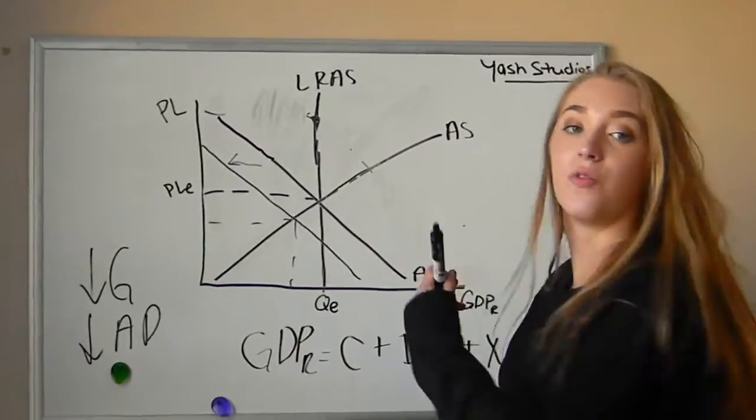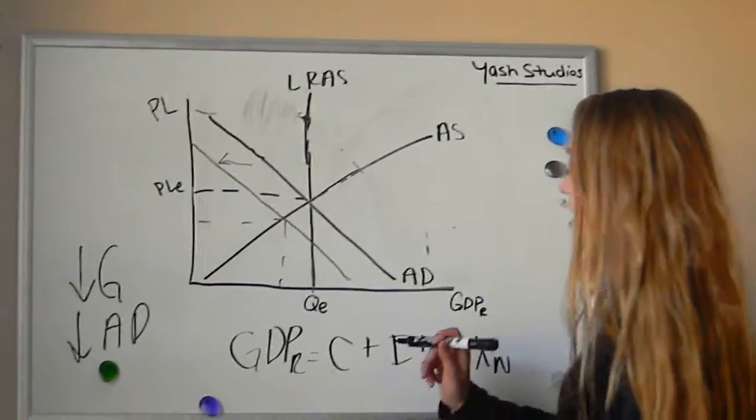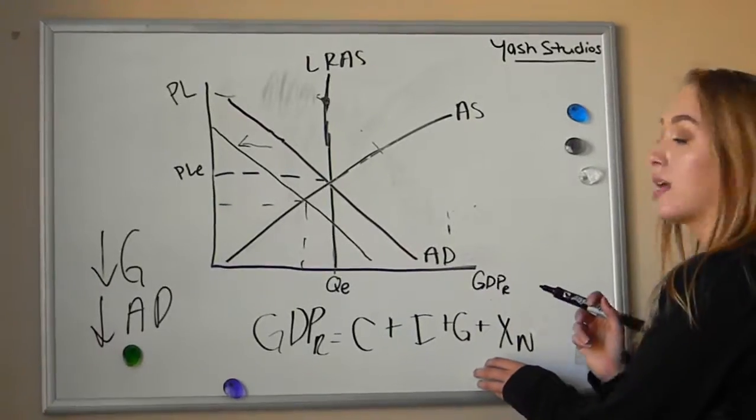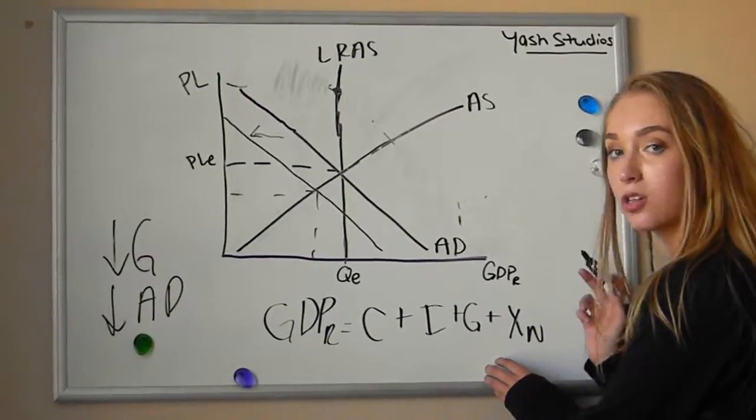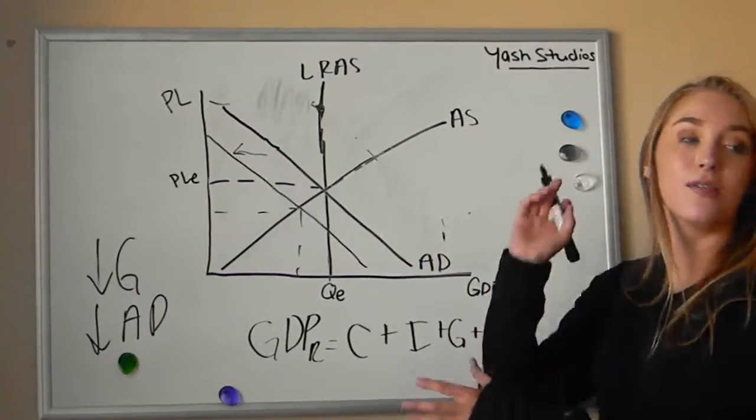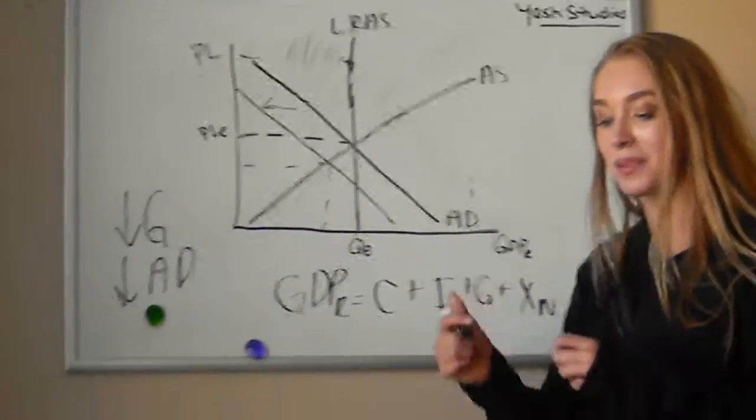And then it is vice versa for the rest of these determinants. If one of these increases, then aggregate demand will increase, GDP will increase, and if any of these decrease, then the GDP will decrease as well. Hope you learned something. Hey guys, so I'm going to talk to you guys about aggregate supply in the short run.